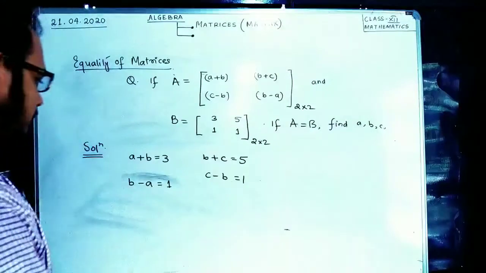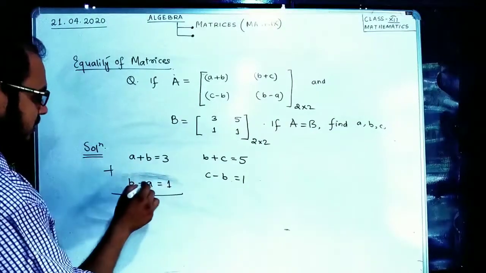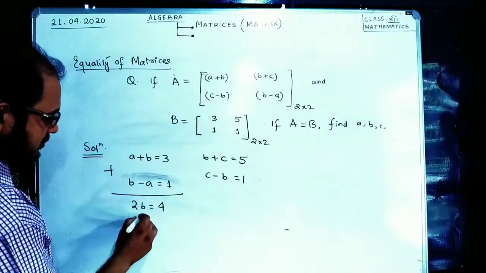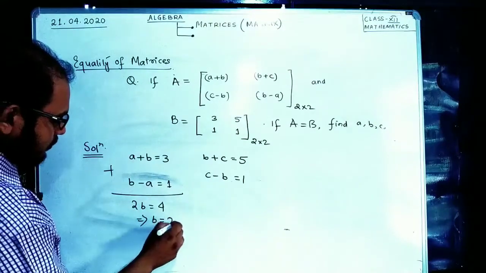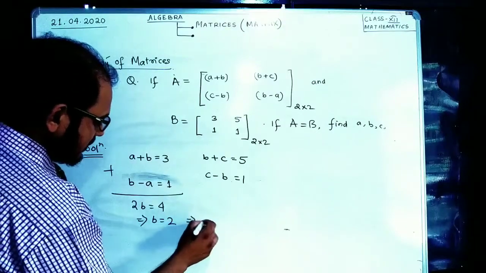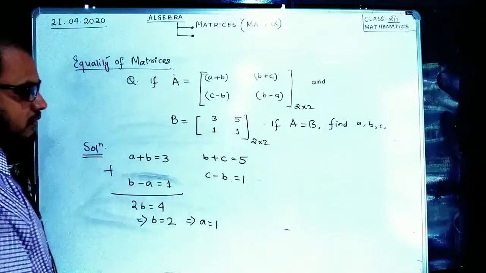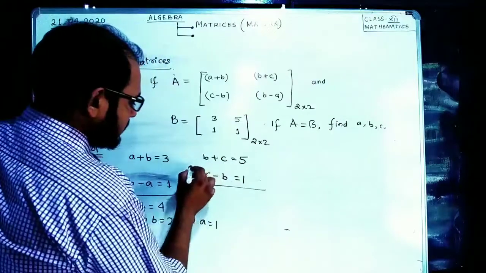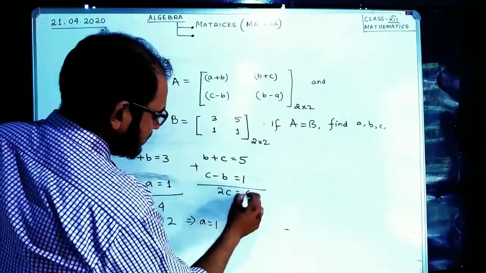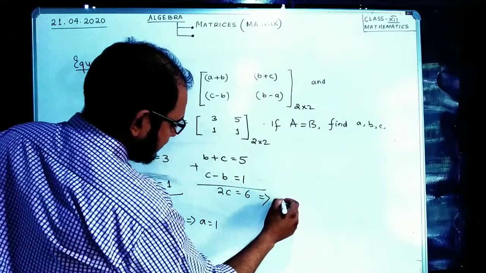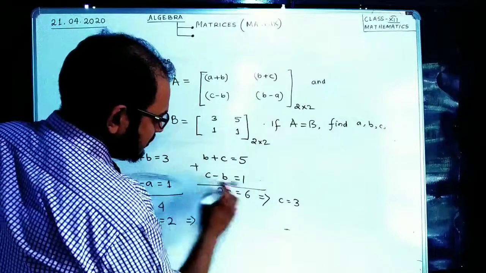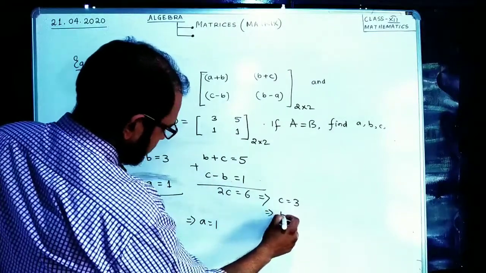So if we add this together, then we get twice B equals 4. That gives us B equals 2. So if B equals 2, what is A? A equals 1. In these equations, if we add it together, we see twice C equals 6. So that's implying that C equals 3. So if C equals 3, then what is B? B equals 2.